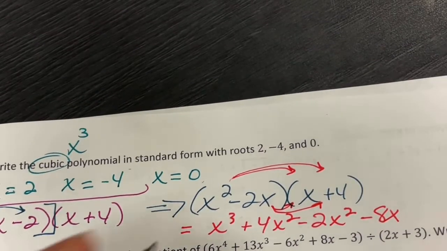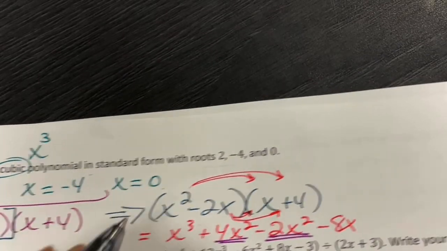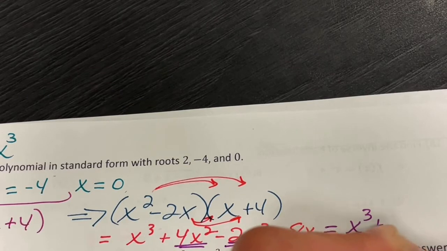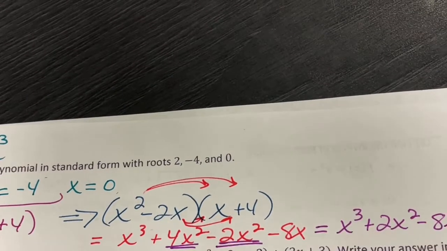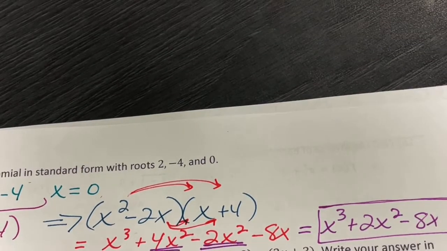We got to combine like terms with those x squares. We have a positive 4x squared and a -2x squared. So our final answer is going to be x cubed plus 2x squared minus 8x. And that's the polynomial that those solutions came from.